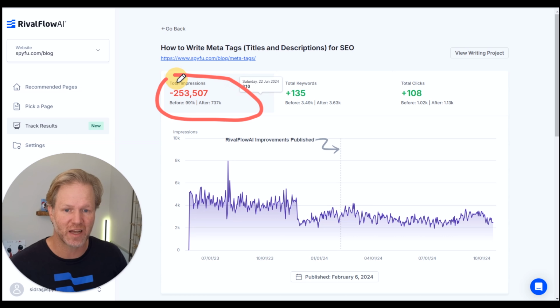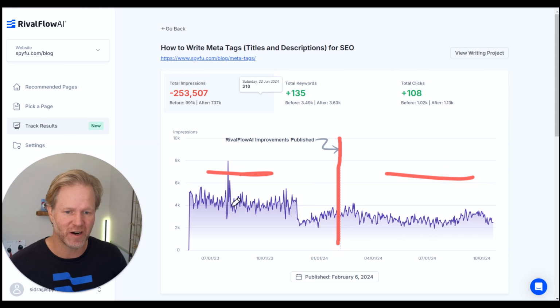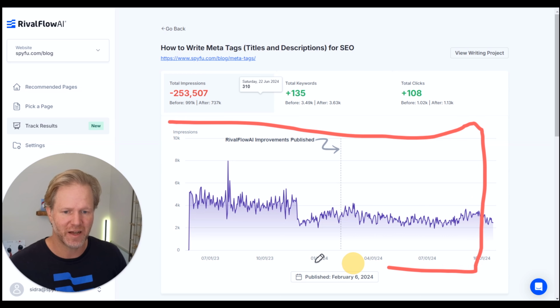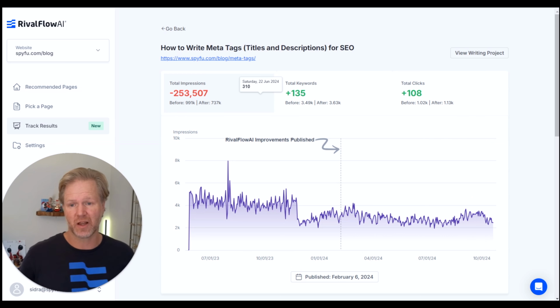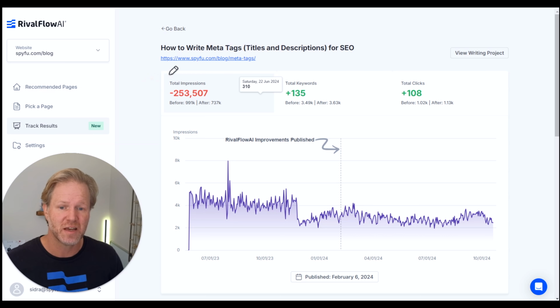So here we see a loss of impressions. We have more keywords and more clicks, but a loss in impressions. But the thing is, this is like the before and this is the after. And so the drop actually happened before we did the publish, so it's not really attributable. It's just a function of how we are displaying this. So my heart would be like, okay, well that's fine. And that's most of the time what happens when I'm going in and seeing these kinds of things.